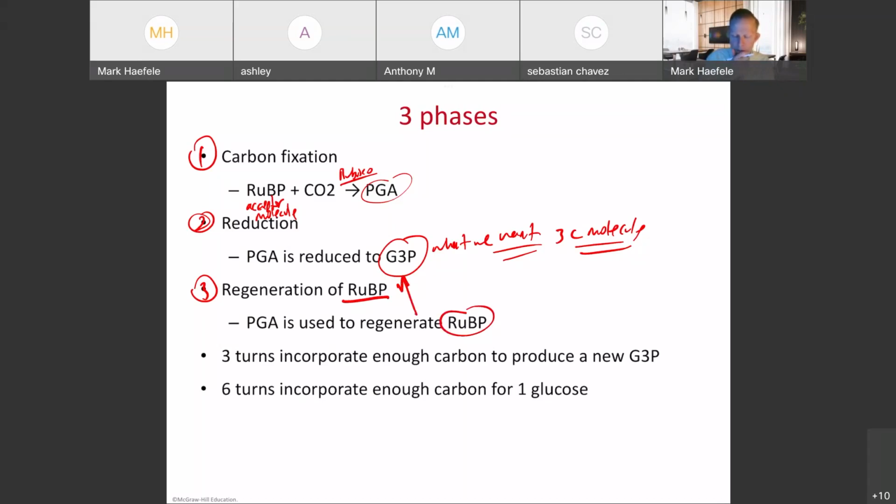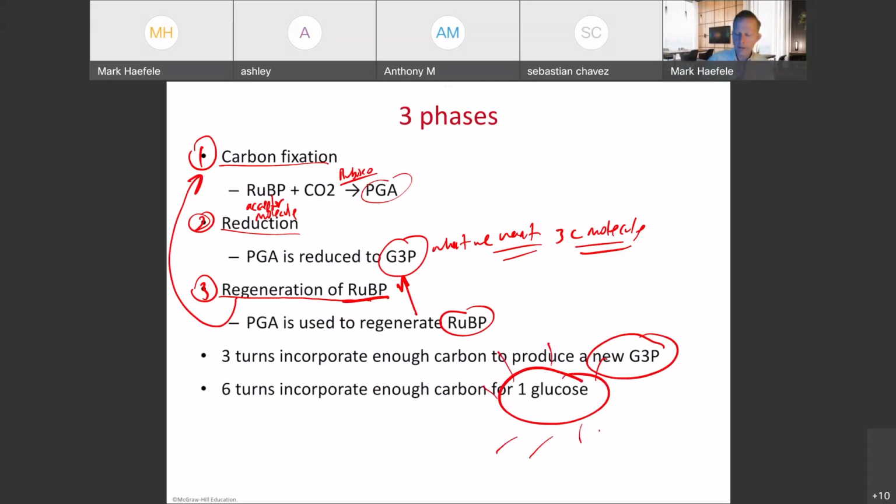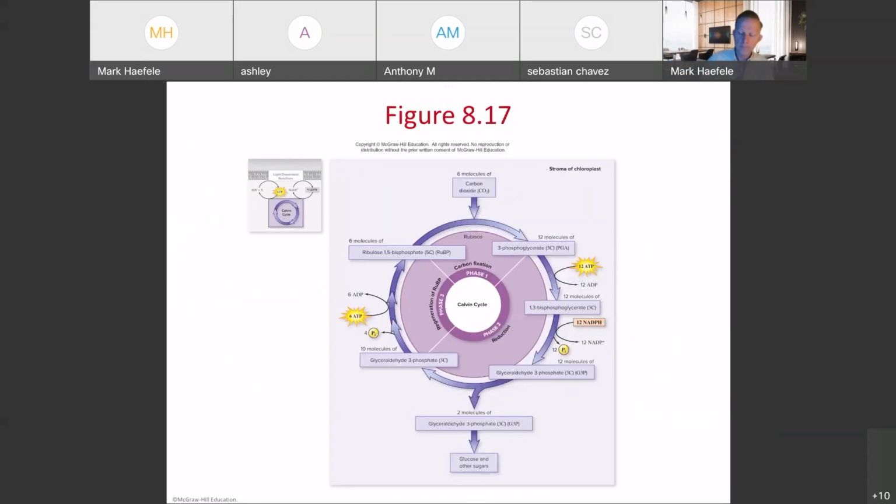So we have these 3 basic phases: carbon fixation, then reduction, and then the regeneration of RuBP, your acceptor molecule, so that you can go and fix another molecule of carbon dioxide. That's how you keep the cycle going. Once you go through this 3 times, you can generate enough carbon to produce a new G3P. And 6 turns of this is enough to generate 1 glucose, which is what you're after, your 6-carbon carbohydrate that we use for cellular respiration.